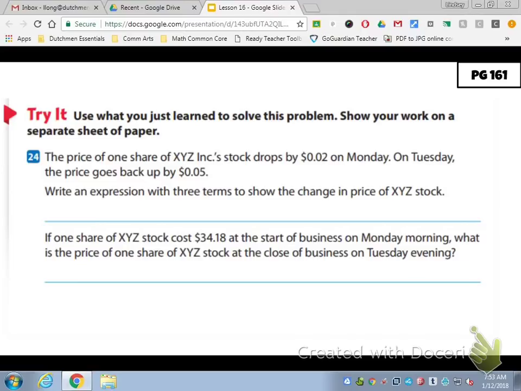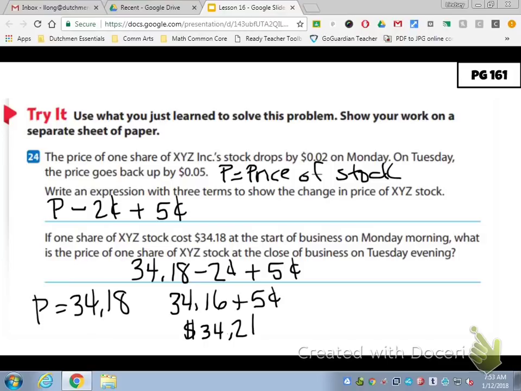Now you try. Take a couple moments, pause the video, work it out. When you hit play again, it will give you answers. All right, so here we go. Number 24 says the price of 1 share of XYZ stock drops by 2 cents on Monday, and on Tuesday the price goes back up 5 cents. Write an expression with 3 terms to show the change of price in XYZ stock.